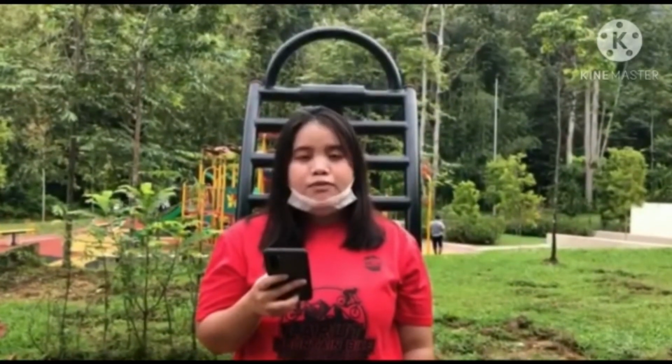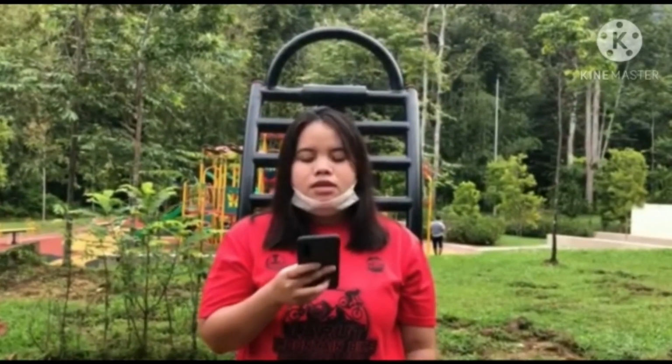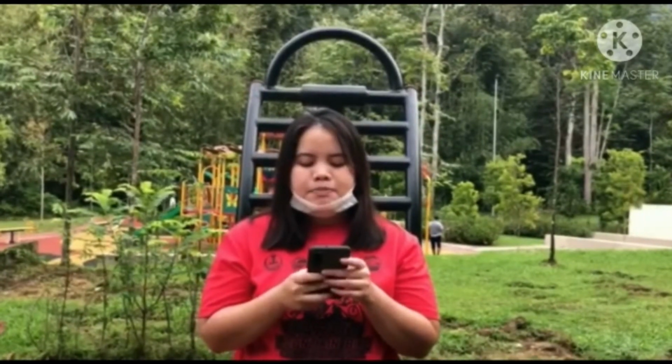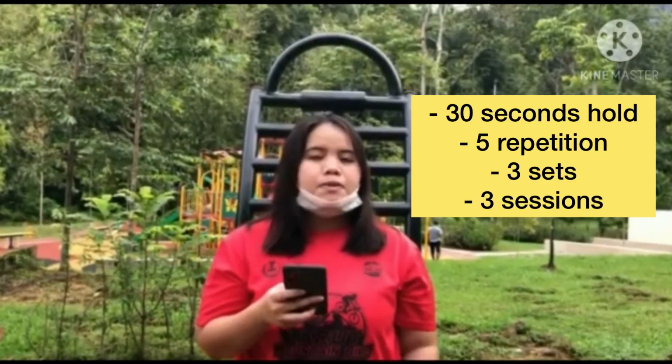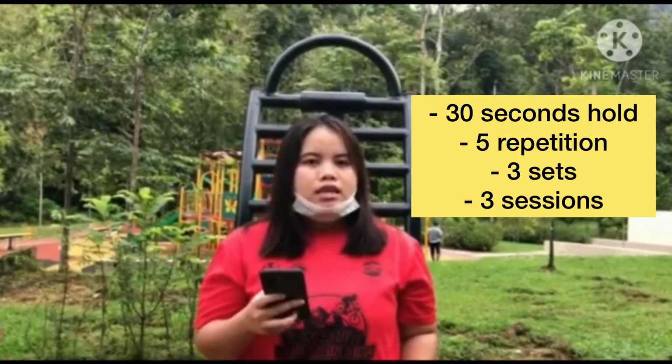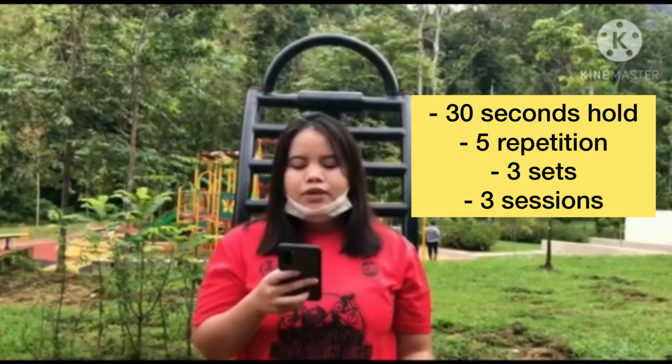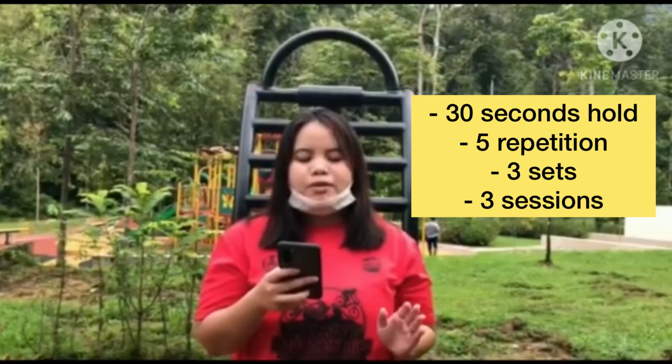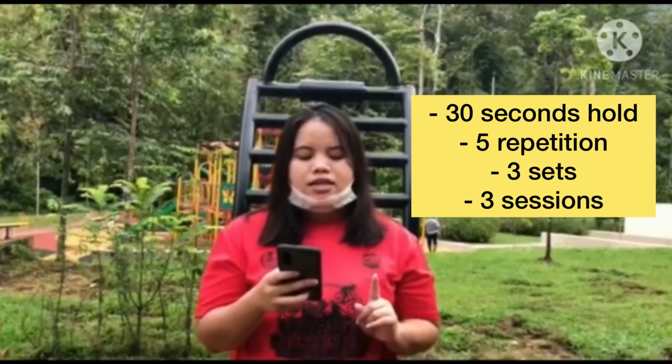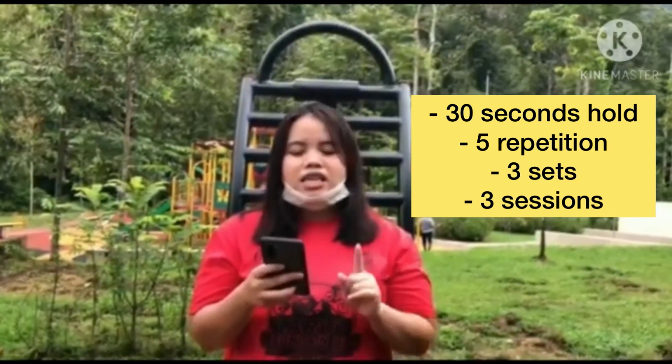For the side shift wall ladder exercise, the prescription is 30 seconds per repetition when the hand reaches, and we have 5 repetitions for 1 set, 3 sets per session and 3 sessions per week.